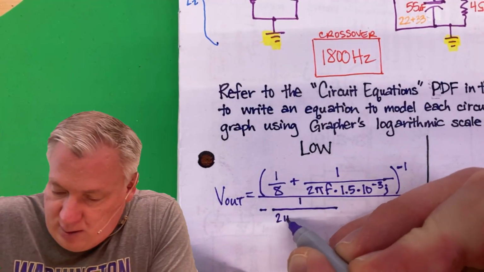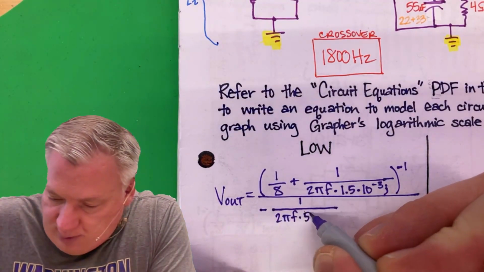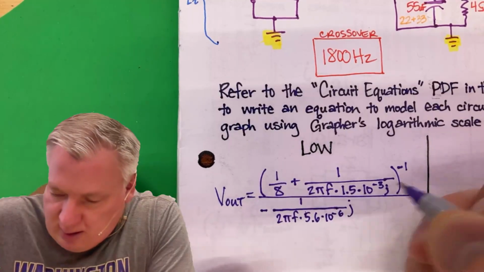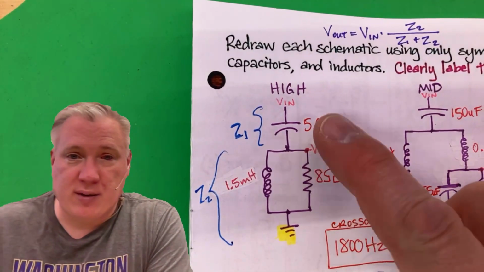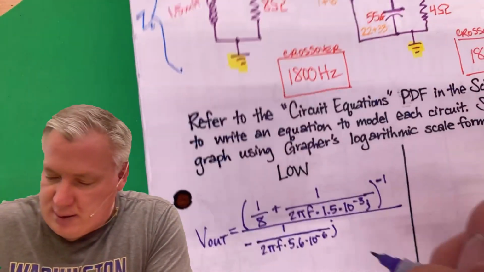Negative 1 over 2 pi f times the capacitance, which in this case is 5.6 times 10 to the negative 6 J. Getting that 5.6 times 10 to the negative 6 from there. Okay, so there's my capacitor. That's my Z1, the top part. And then I just add in the bottom part, Z2.